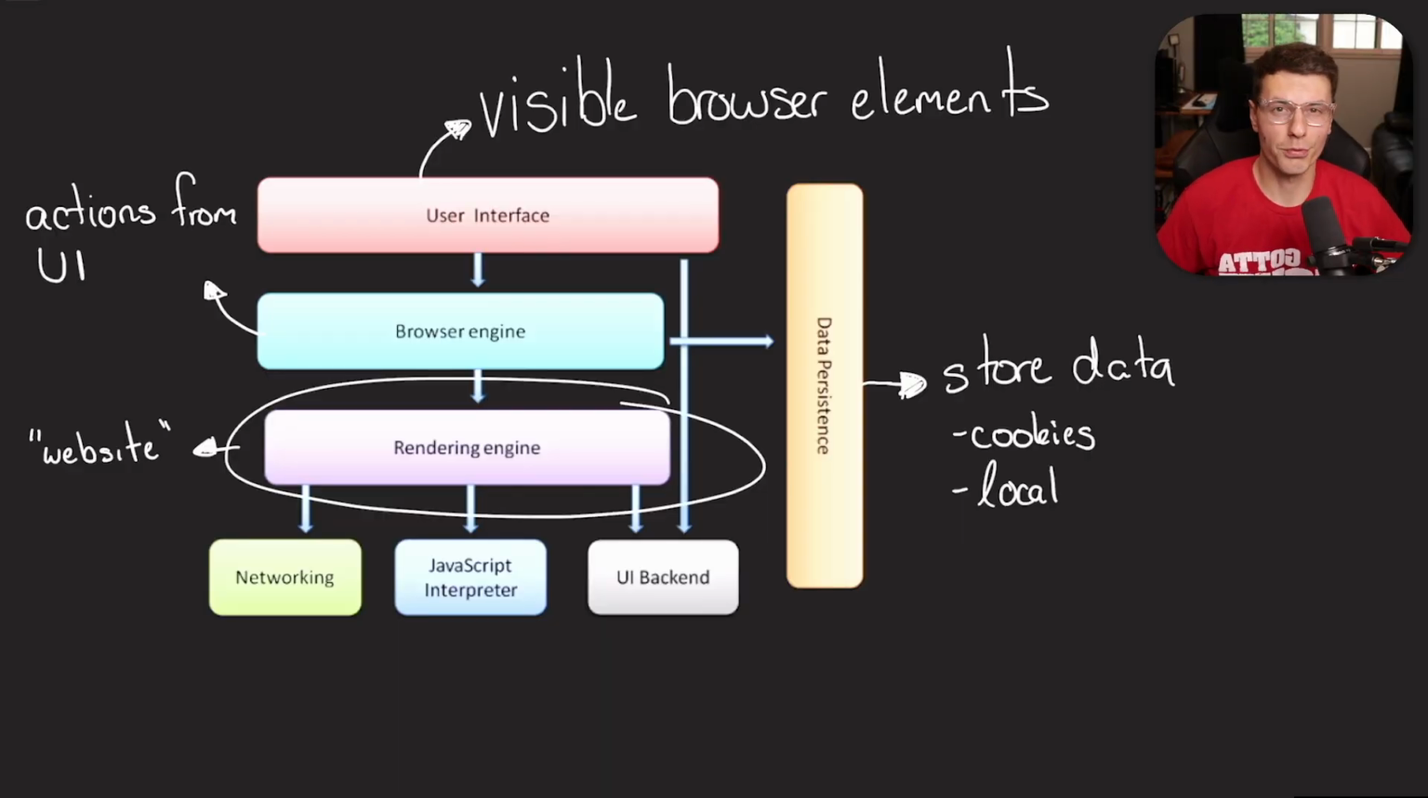Now networking is pretty straightforward. Any network requests that need to go in and out are handled within the networking part. The JavaScript interpreter interprets the JavaScript. If you're curious to go a little bit deeper, my previous video about WebAssembly goes in and explains what the JavaScript interpreter actually does. And the UI backend is kind of the piece that can't really be covered by any of these other parts. Stuff like pop-up windows that can be triggered within the actual website or by the user interface directly. So things like that are part of the UI backend.